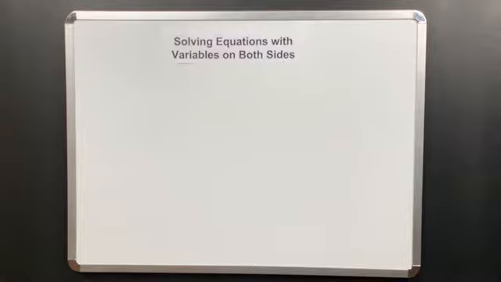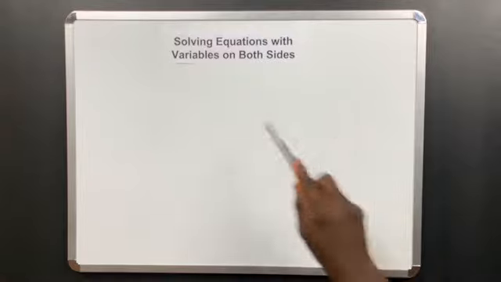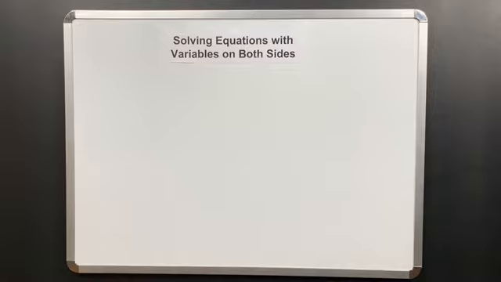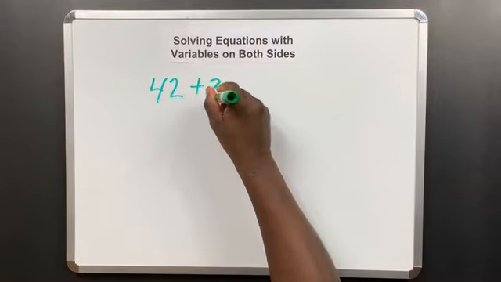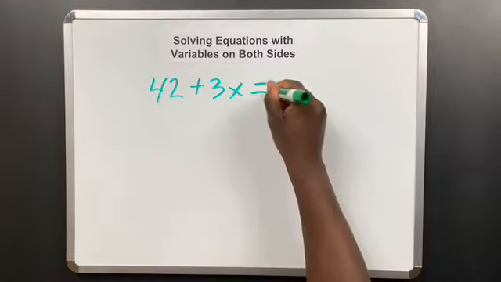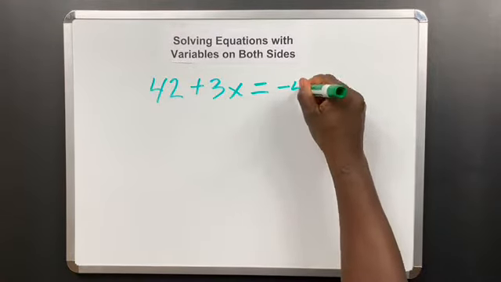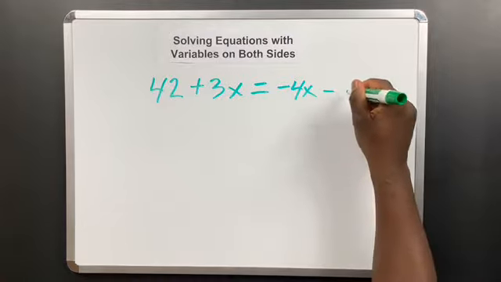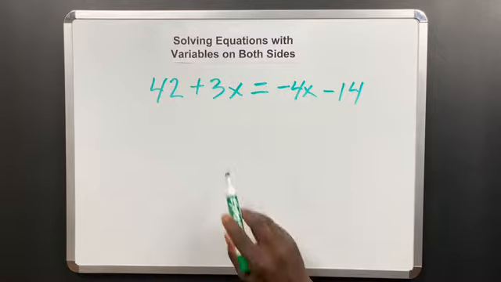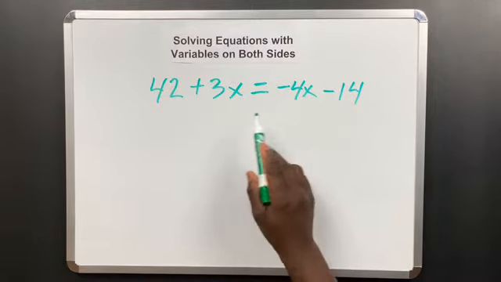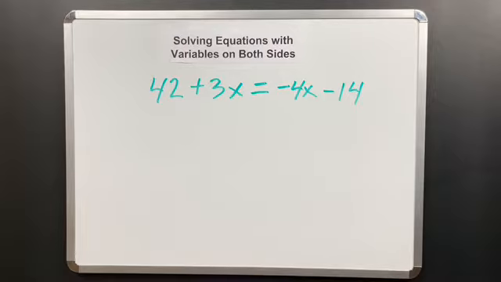Today, we will talk about how to solve an equation with variables on both sides of the equal sign. So let's go ahead and get started. I'll write the equation down. Let's start with 42 plus 3 times x equals negative 4 times x minus 14. Notice we have an x variable on both sides of the equal sign. So that's what we're talking about.